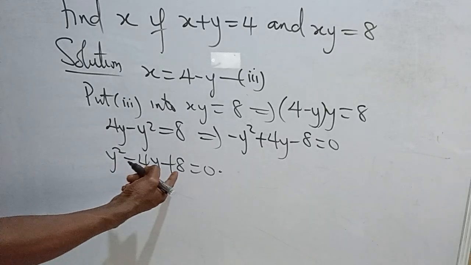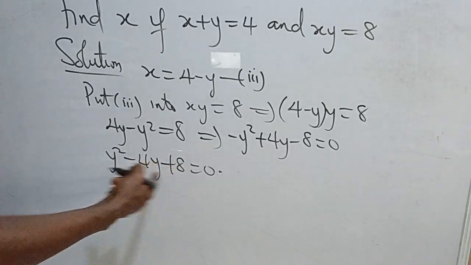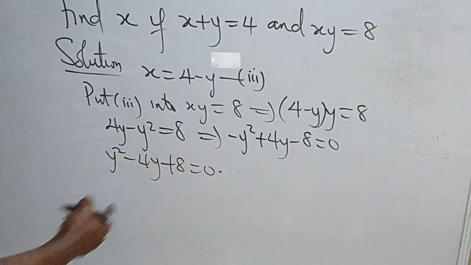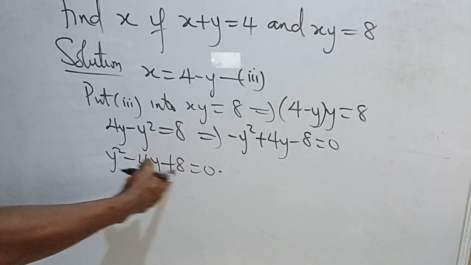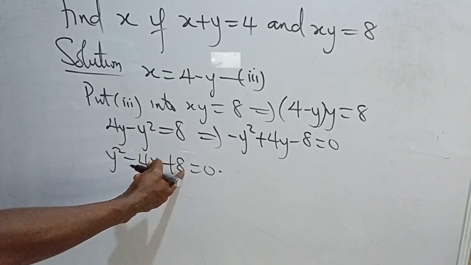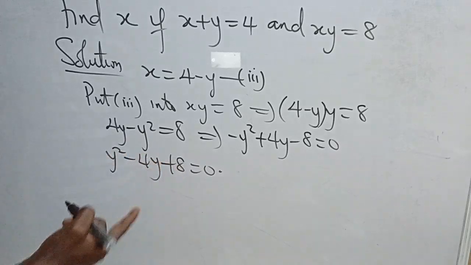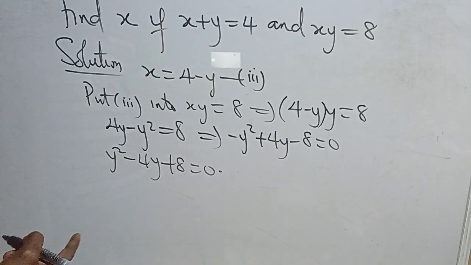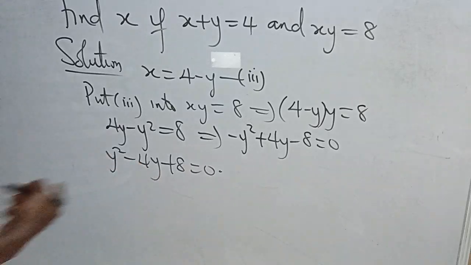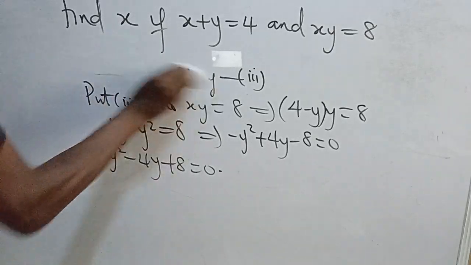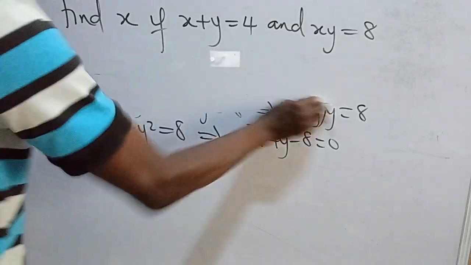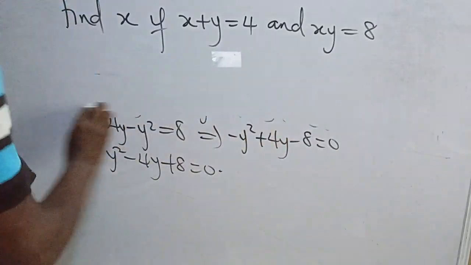We first try if it can be factorized by the normal factorization method. If we multiply 8 by y squared, you have 8y squared. Looking for the factors of 8y squared, that is 8 times 1 and 4 times 2, and none of them will give you an addition of minus 4y. So that means we cannot factorize this equation. So now what do we do? Let us use the quadratic formula method.